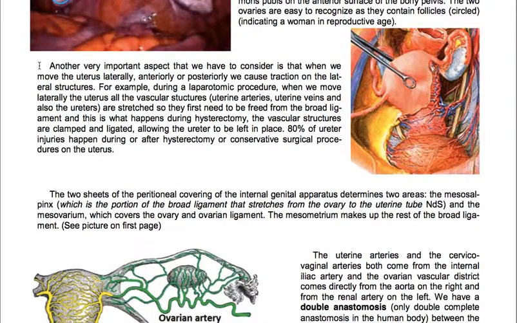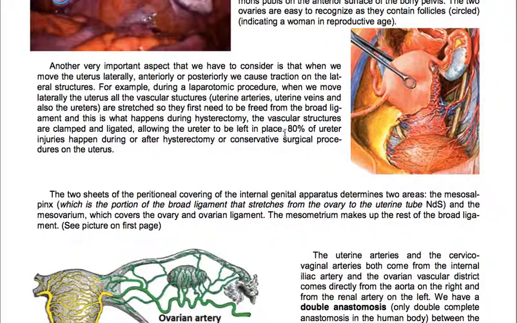Okay, another very important aspect that we have to consider is that when we move the uterus laterally, anteriorly, or posteriorly, we cause traction on the lateral structures. So, for example, during a laparotomic procedure, when we move the uterus laterally, all the vascular structures, like the uterine arteries, the uterine veins, and also the ureters, are stretched. So they first need to be freed from the broad ligaments. And this is what happens during hysterectomy.